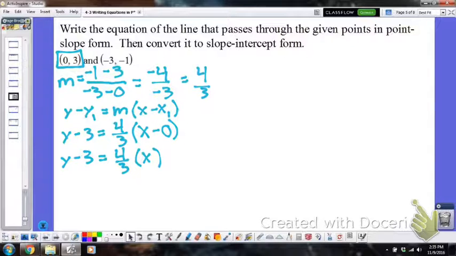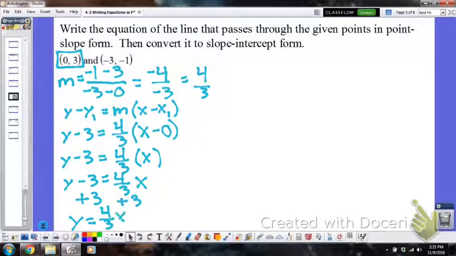Now, this is really easy to convert to slope intercept. Just got to solve for y. So y minus 3 is equal to 4/3 x. Just add 3 to both sides. And I get my equation y equals 4/3 x plus 3. So that will be my final answer.